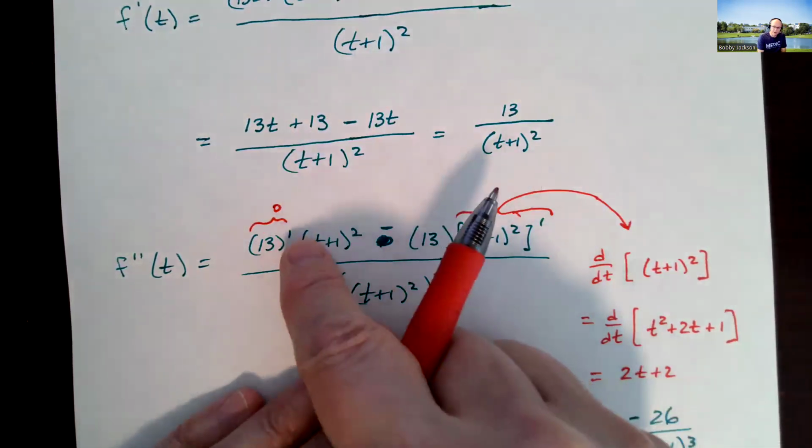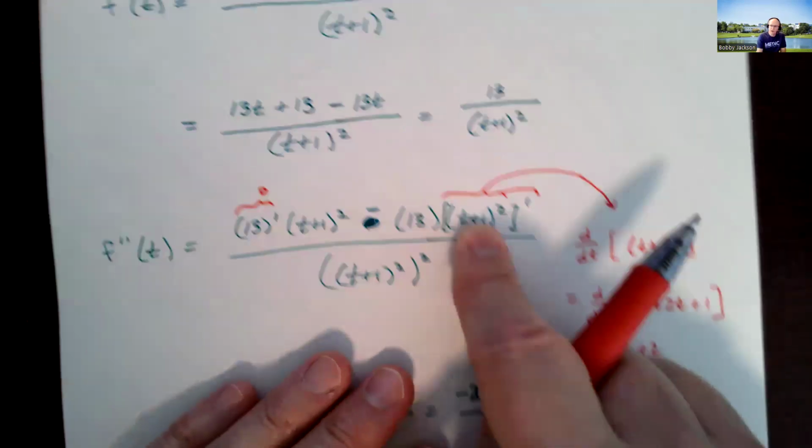Okay, let's simplify. Of course, the derivative of 13, that's going to be 0, and 0 times this thing wipes this out. This is all 0. So 0 minus 13 times the derivative of this. Now, what's the derivative of this?